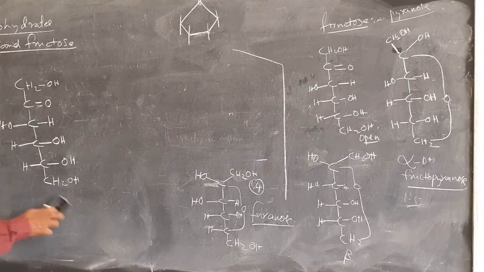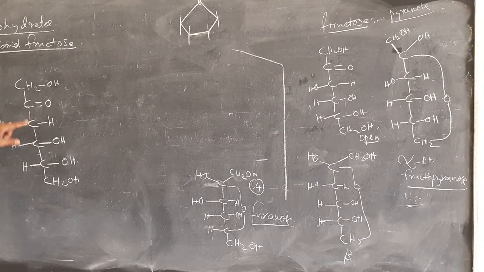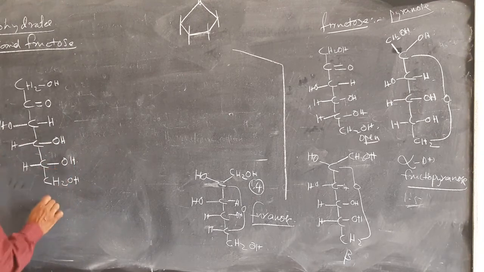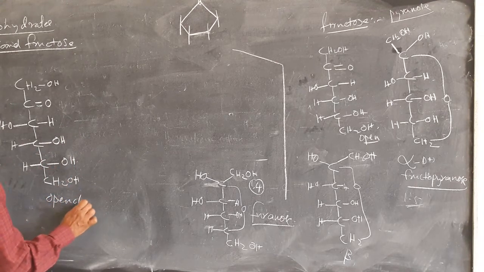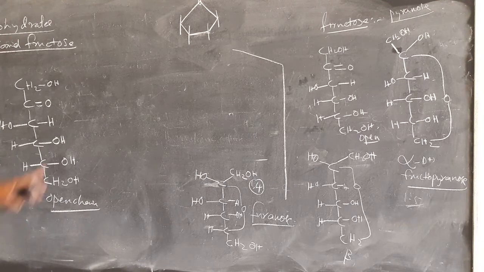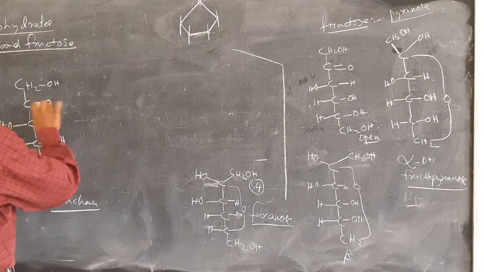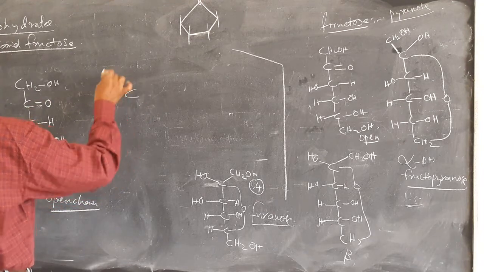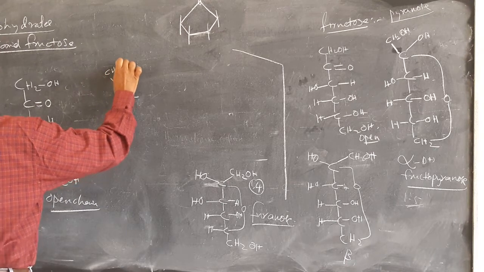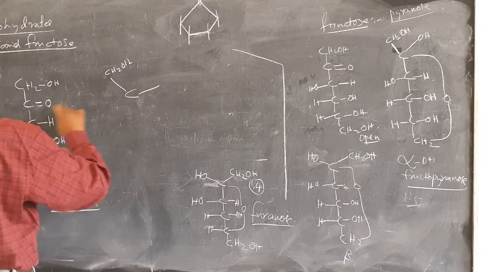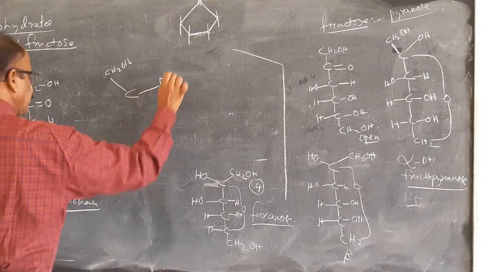So this is the open chain structure of fructose, C6H12O6. This is the open chain. And you also have to write the closed chain, as you have written there. How do you write it? You have to take the second carbon atom. And here you have to write the CH2OH group, that is this group. And here you have to write this oxygen, along with one hydrogen atom.